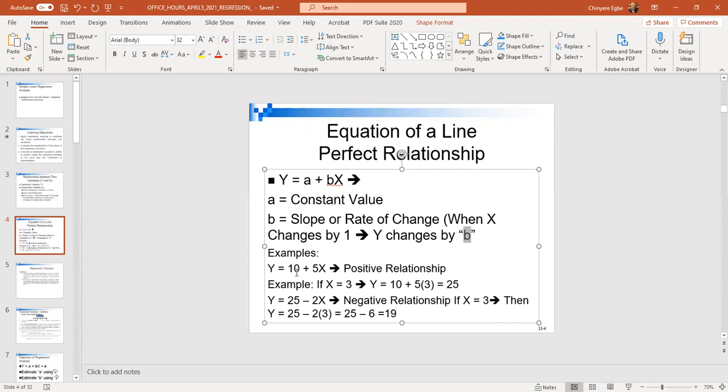For example, Y equals 10 plus 5X. This is a positive relationship. So when X is 3, for example, if you take 3 and multiply by 5, you get 15. 15 plus 10 will give you 25.